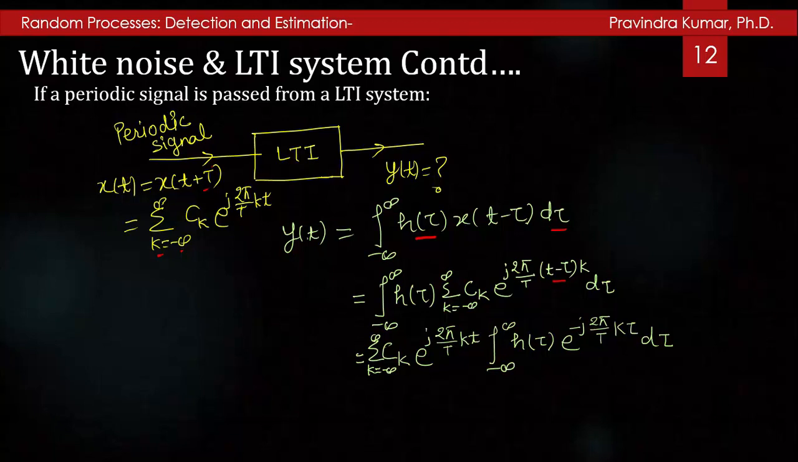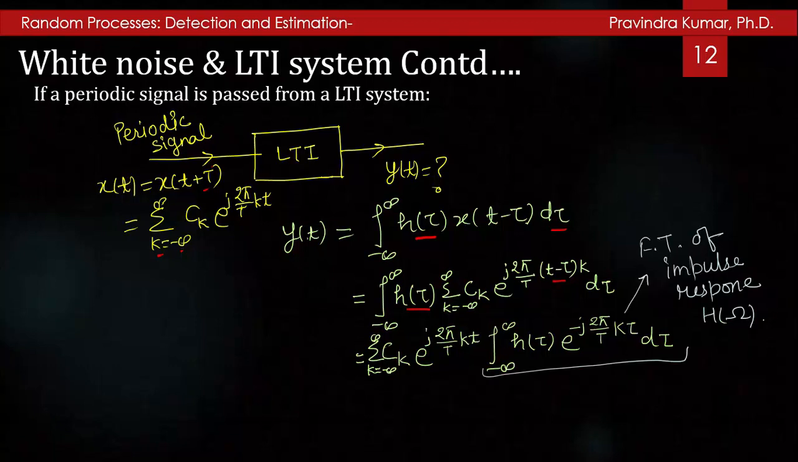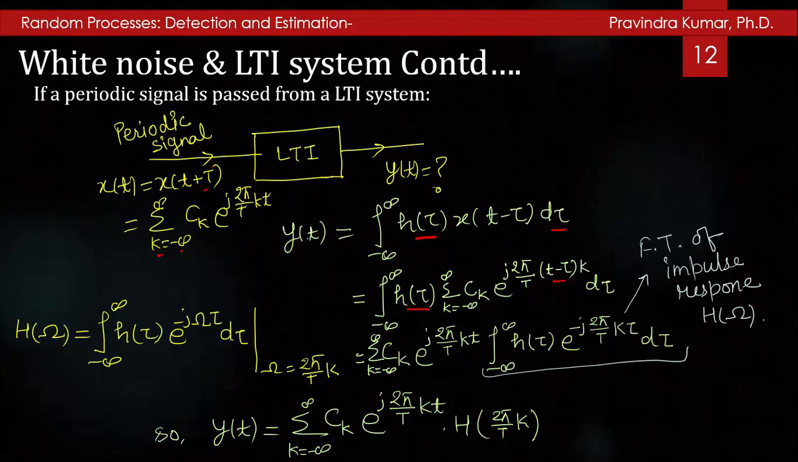From here you can see that this part, which is not a function of tau, I will take outside the integration. It will be the summation over k from minus infinity to infinity of c_k e to the power j 2 pi by T kt, times the integral from minus infinity to infinity of h(tau) e to the power minus j 2 pi by T k tau d tau. And this is the Fourier transform of the impulse response, H(omega). You know H(omega) is equal to the integral from minus infinity to infinity of h(tau) e to the power minus j omega tau d tau. Here omega is equal to 2 pi by T k, and so I can write the output y(t) as the summation over k from minus infinity to infinity of c_k e to the power j 2 pi by T kt times H(2 pi by T k).